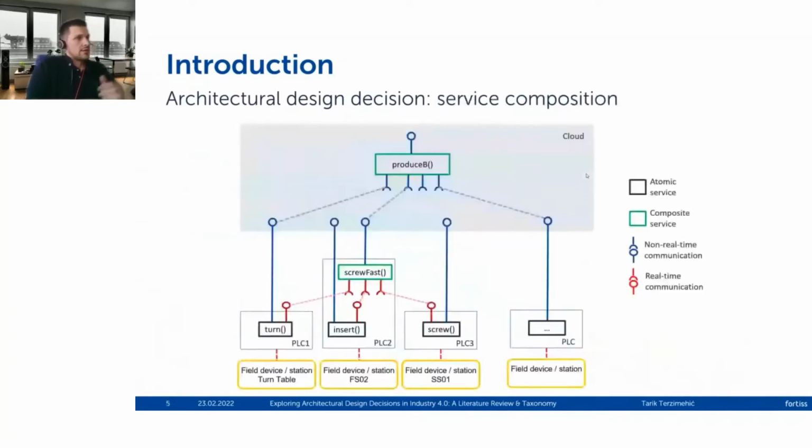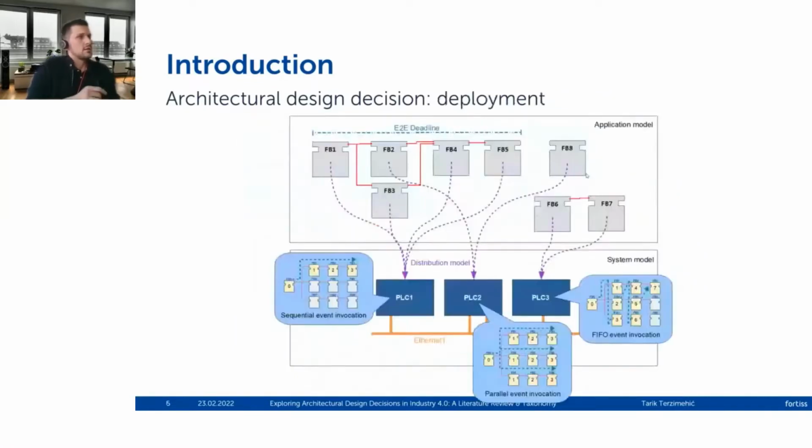Now we also have service composition. I will not speak too much about it, but we have an orchestrator which is invoking atomic production services. Because we have different requirements, we may be forced to do composition, to take part of this orchestration and move it near the process, near to the PLC, to execute it on the PLC. So we have a composite small orchestrator which is distributed to some PLCs. This is service composition, the second decision.